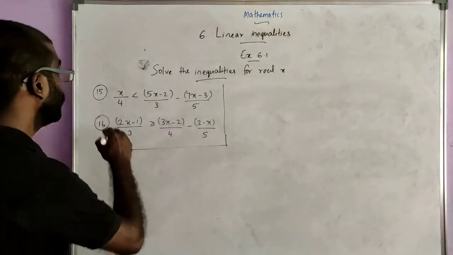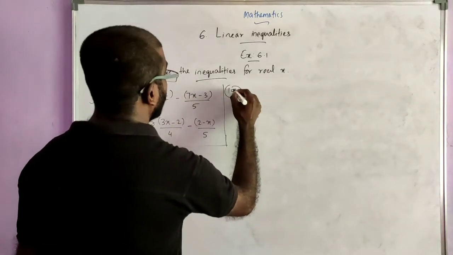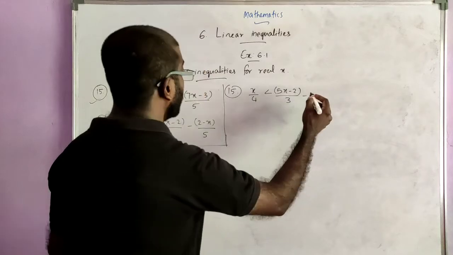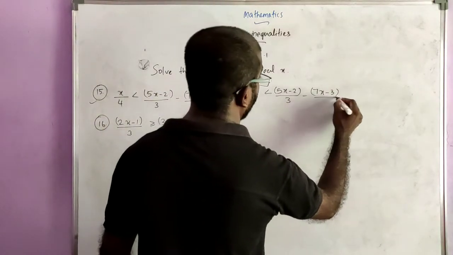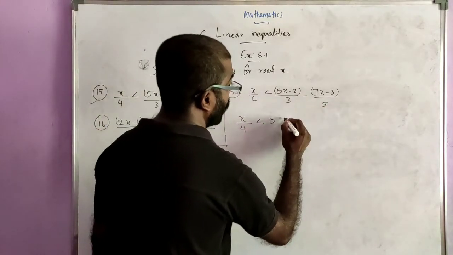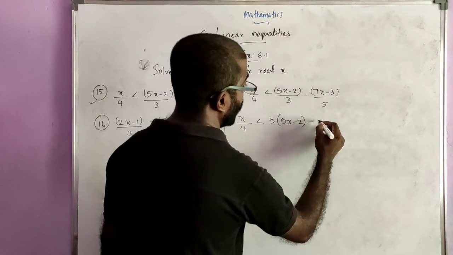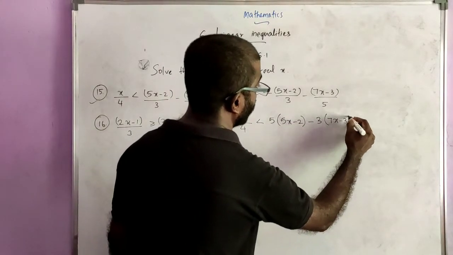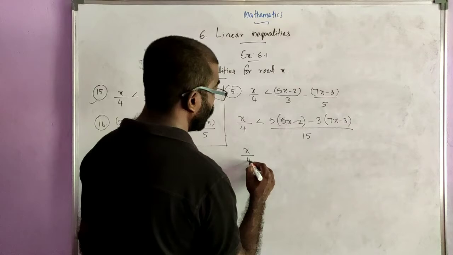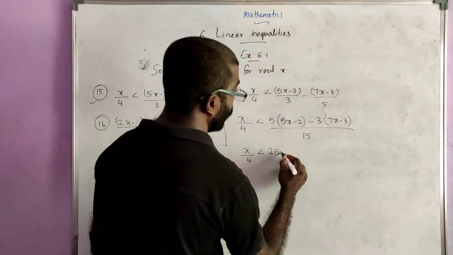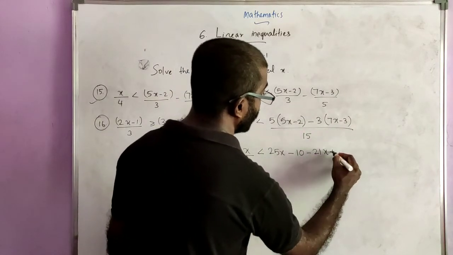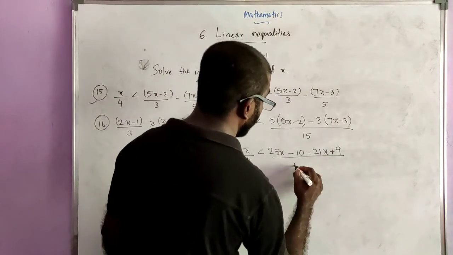Now we move on to question number 15. x by 4 less than (5x minus 2) by 3 minus (7x minus 3) by 5. That is x by 4 is less than, here we can cross multiply, 5 into (5x minus 2) minus 3 into (7x minus 3), all divided by 3 5s are 15. That is x by 4 less than 5 5s are 25, 25x minus 5 2s are 10, then 3 into 7x, 21x, minus into minus plus 3 3s are 9, divided by 15.